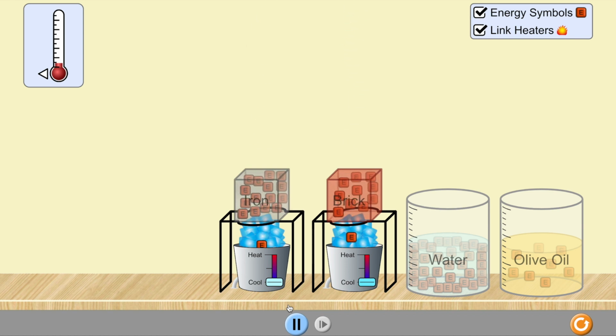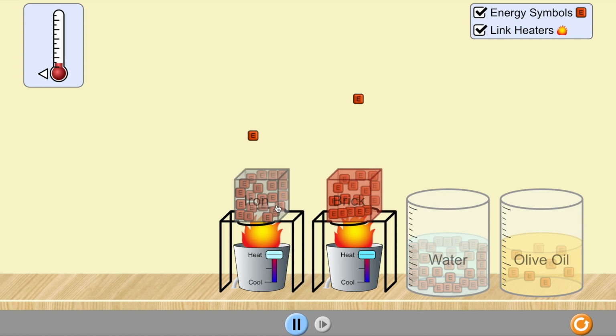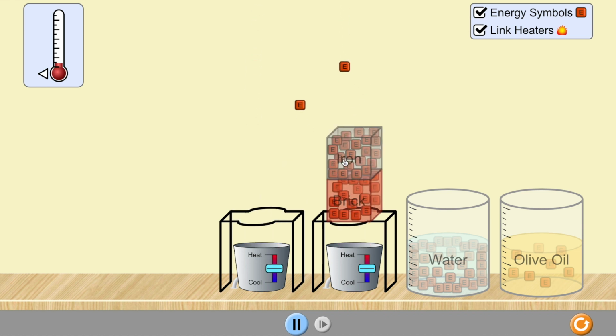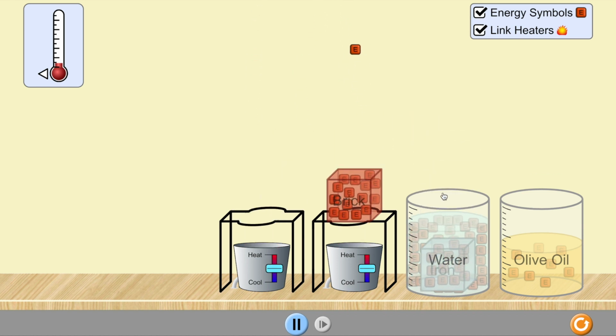So when we add ice, it flows back from the iron and the brick to the ice. So it always goes from hot to cold. The same thing happens if we take the hot iron and we put it in the water. The energy will flow from the iron to the cooler water.